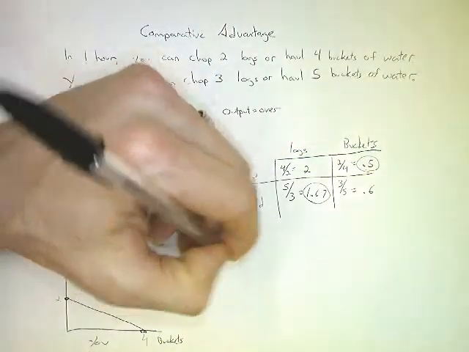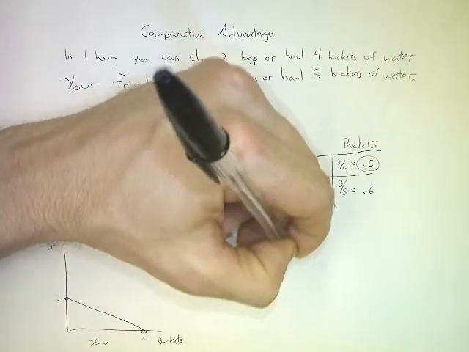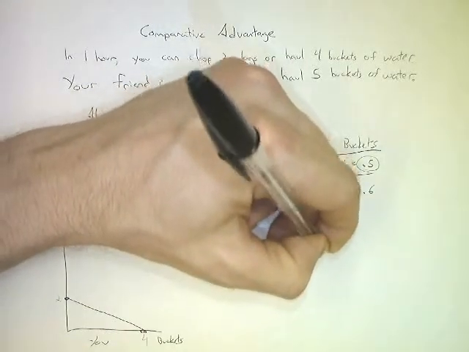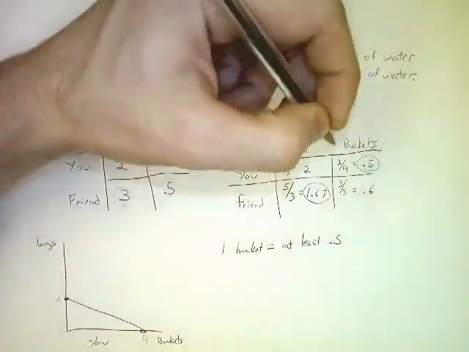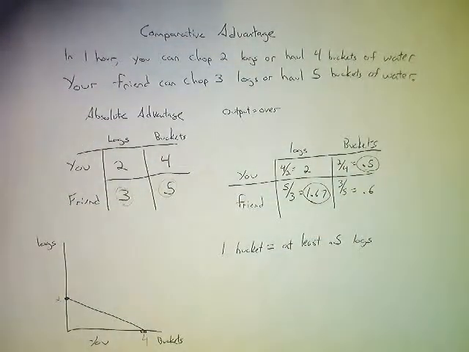So far we know that one bucket is going to equal at least 0.5 logs. That's your cost. Now, if you could sell a bucket for 50 logs or 100 logs or 2 logs, you would do it. The question then becomes, well, how much is your friend willing to pay for that same bucket?